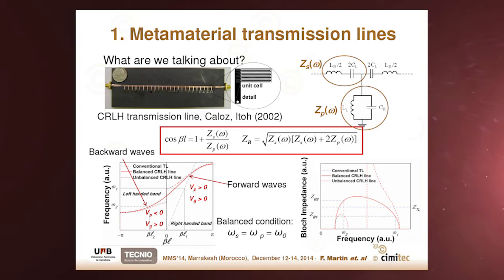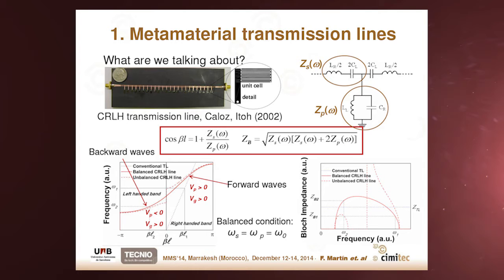Typically, in between those bands, there is a gap. But this gap can be collapsed if the balance condition is achieved, namely, if the series resonance and the shunt resonance are the same. Under this condition, there is a continuous transition between the left-handed band and the right-handed band. And the characteristic impedance varies very smoothly in the vicinity of the transition frequency.